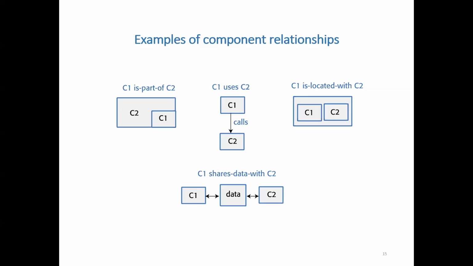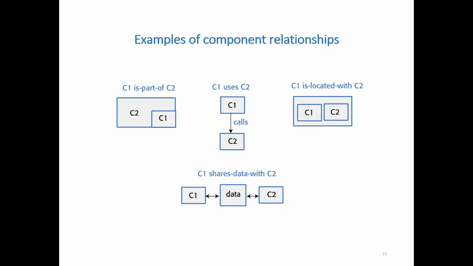Next is C1 uses C2, probably the most common type. Here, C1 is calling or invoking a service that C2 provides. There is a dependency, but the components are still somewhat modular. Then there is C1 is located with C2, which is all about deployment. These components might not be functionally related, but they are placed on the same server, virtual machine, or container. This might be for performance reasons, cost savings, or deployment simplicity.